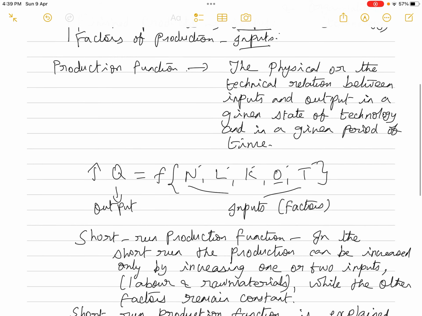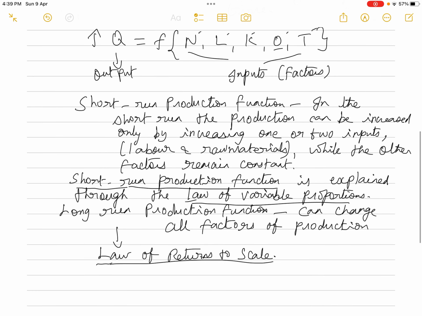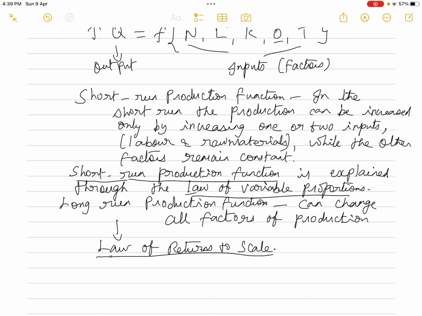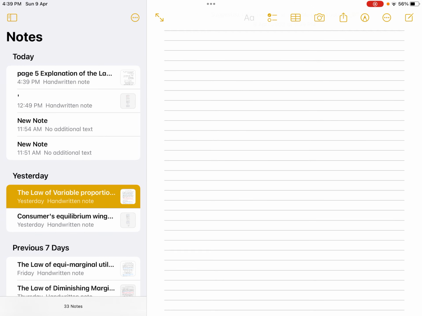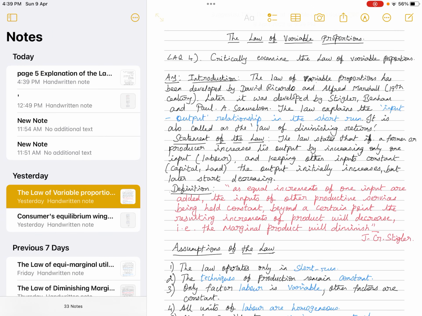Now remember that the law of variable proportions is the short run production function. Now what is the production function? The physical or the technical relation between input and output. Okay, now let us move on to what this law of variable proportions is.